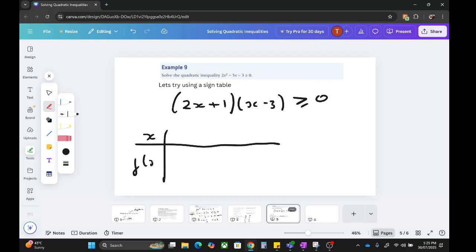Now a sign table, essentially, looks something like this. So x, f of x. This is negative infinity over here. Negative infinity, negative 1/2, 3. These are your two roots, and infinity. So we draw a line down here and here. We know that f of x is essentially our y value. When x is equal to negative 1/2, y will be 0. So this is 0. And when x is equal to 3, f of x will also be 0.